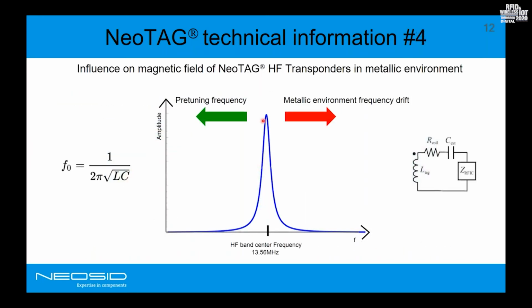Why do we have such a problem? Well, the metallic environment changes the electromagnetic behavior of the complete transponder. So the metallic environment moves the working or resonance frequency to higher frequencies. So it's necessary to pre-tune the transponder to a lower frequency level to bring it back to the center frequency of 13.56 megahertz inside the metallic environment.